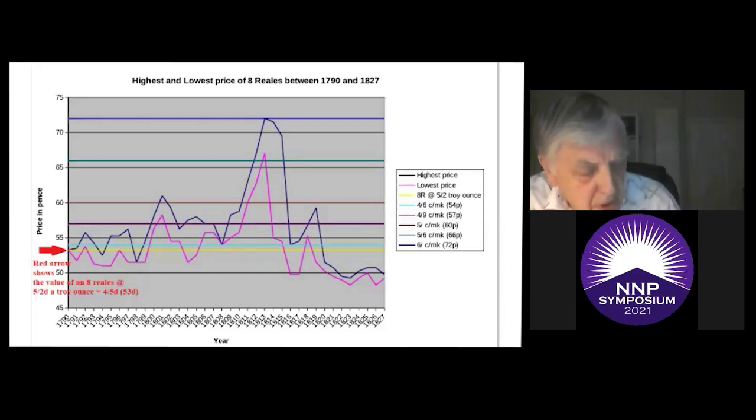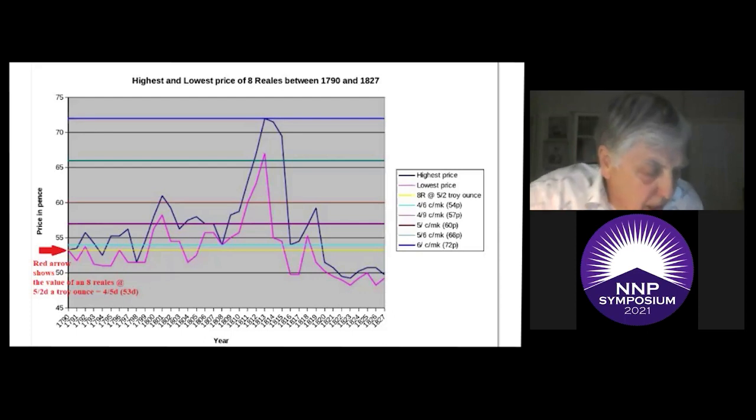It is then possible to suggest periods when certain countermarked values could have been issued. If we take, for example, the purple line at 4 and 9, its issue would have been reasonable at any time where this purple line is above the dark blue line, the highest annual price line for silver. This covers the years 1790 to 1799, 1807 to 1808, 1816 to 1818, and after 1820.